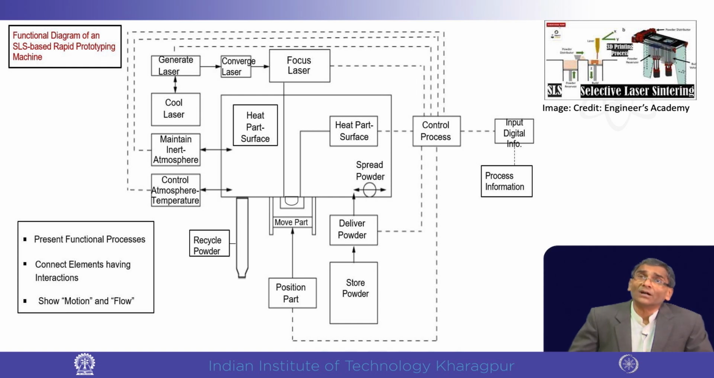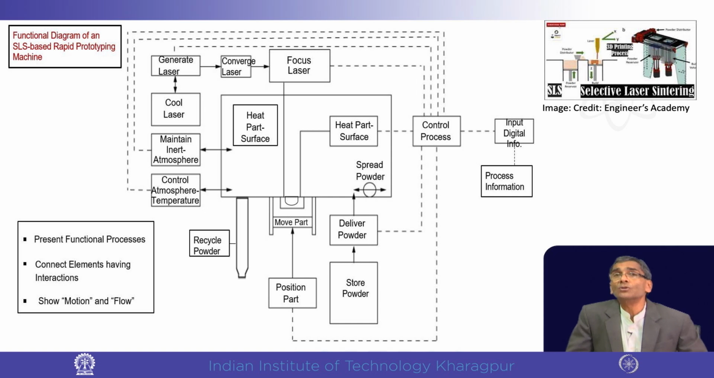Maintain is a verb: maintain inert atmosphere. Then control atmosphere temperature. Similarly, move part, deliver powder, store powder, etc. are there, and then it is controlled, which is therefore again a verb and noun: control process.